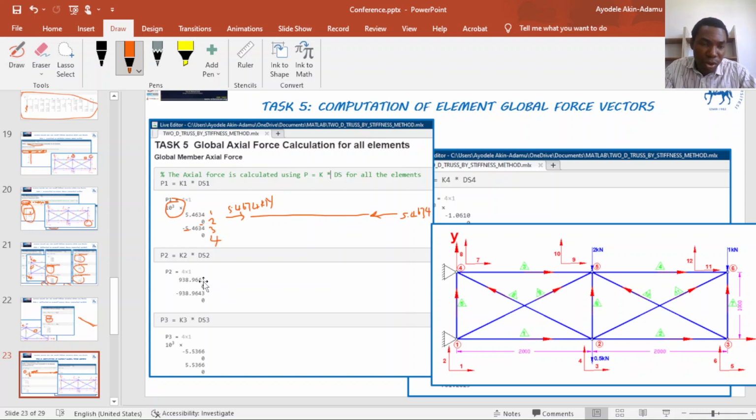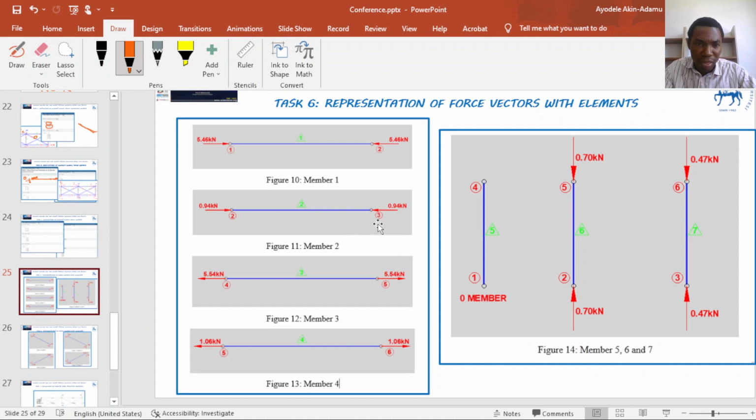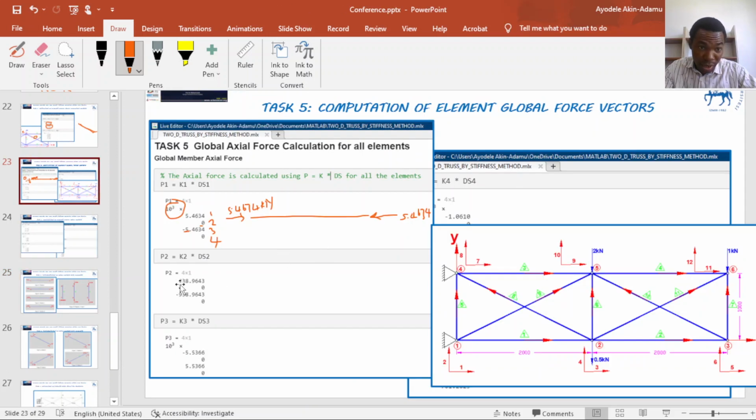The same thing for element 2. If we multiply the local stiffness matrix with the displacement vector for element 2, we get our force vector given as this. I actually have a sketch of this. With this for element 2, you can see the force at node 2 is 0.94 kilonewton, pointing to the right, and at node 3 pointing to the left, 0.94 kilonewton, which is what I have here, 938.996 newton, which equals 0.94 kilonewton in the horizontal direction.